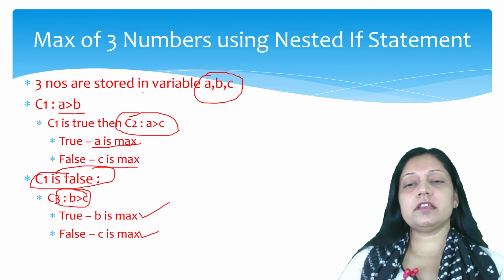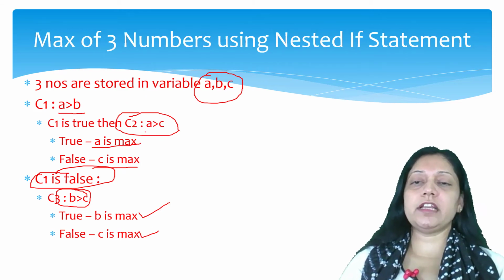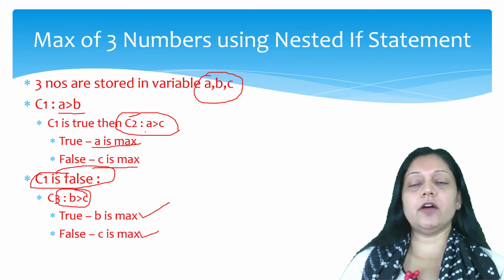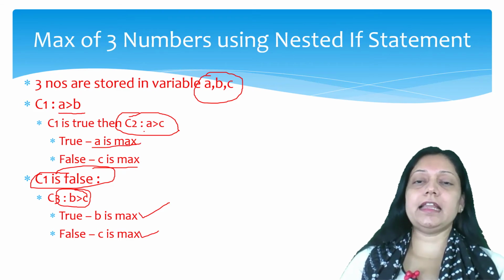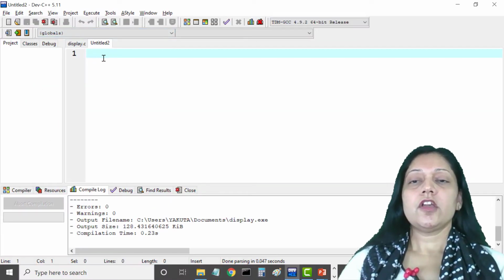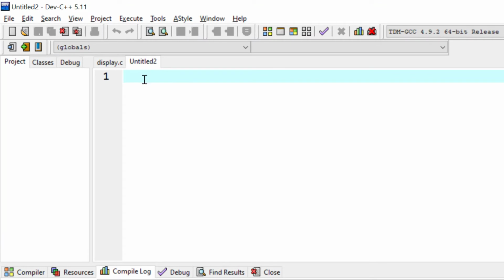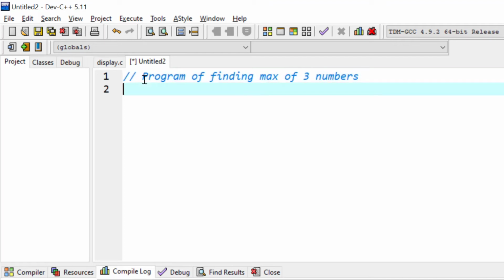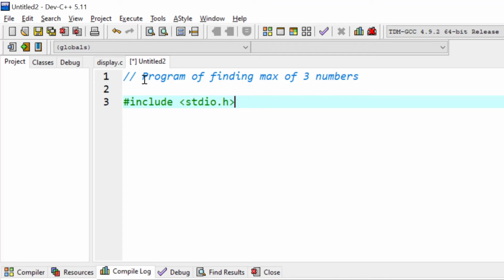Again, I'll write down this program for finding maximum of 3 numbers using Dev C++. Let's see how to write down the program, compile it and execute and get the output of this program. So this is my Dev C++. We are going to write down the program to find out the maximum of 3 numbers. So I'll enter the comment, that is program of finding maximum of 3 numbers. This is my comment. First is include the header file #include stdio.h.